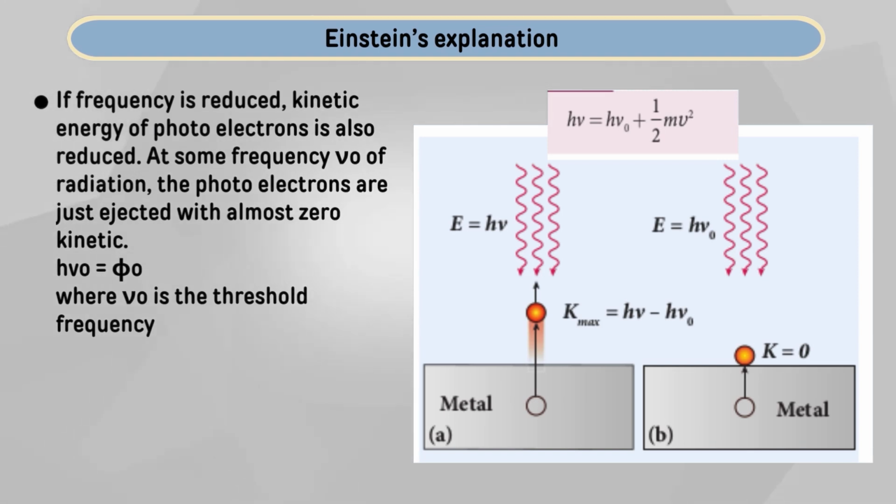So, here we can modify that Einstein's equation is equivalent to h nu is equivalent to h nu naught plus half m v square. So, this is the final form of Einstein's equation.